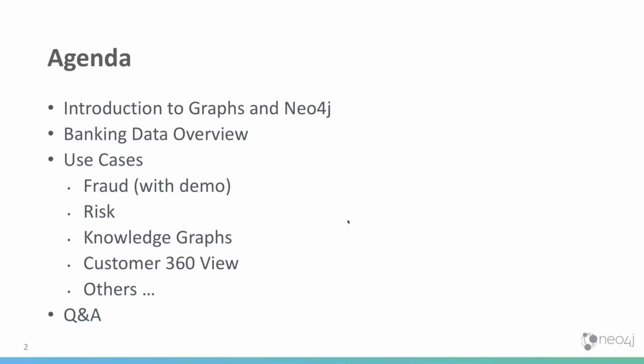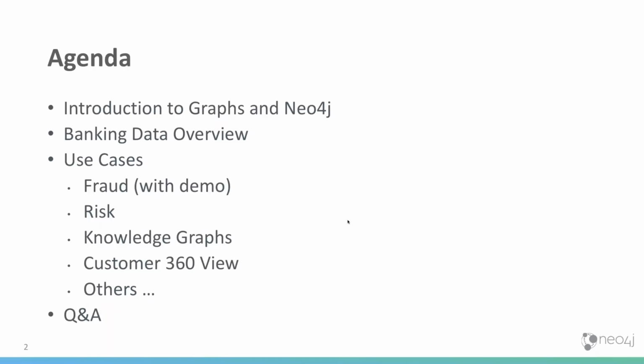So we'll start first with an introduction to graphs and Neo4j, just to make sure everyone is on the same page. Then we'll take a look at an overview of the sorts of data that a bank would have, that will then carry forward into some particular use cases. So we're going to drill into 4 use cases for graphs and banking.